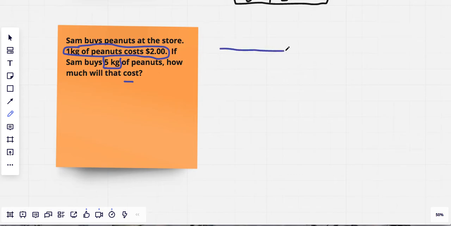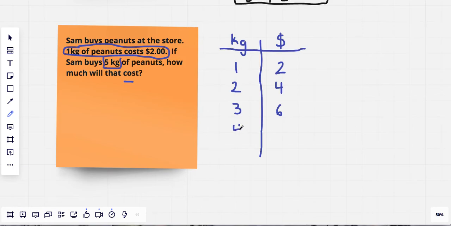But again, we can use a t-table to solve this problem because we have two moving parts here. We have our dollars, which are going to be changing. And what else is changing in our problem? That's right, the kilograms, because the bag is going to get heavier the more that Sam buys. So if he buys 1 kilogram, that is worth $2. If Sam buys 2 kilograms, how much would that cost? Good, $4. If he buys 3 kilograms, $6, good. If he buys 4 kilograms, $8. I love how you guys are starting to see the pattern here. And if he buys 5 kilograms, which is in our problem, it will cost Sam $10.